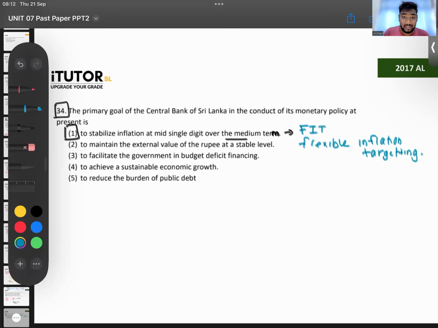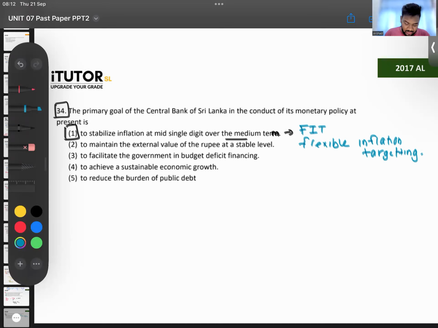So the central bank has a goal of what? Of keeping inflation at a mid-single digit. Mid-single digit in the sense, mid means somewhere around 4 to 6%. So to keep inflation there, they will use whatever monetary policy tool, policy rates, open market operations, SRR, whatever monetary policy tools, to somehow keep inflation at a mid-single digit. That is the central bank's main goal of running the monetary policy.